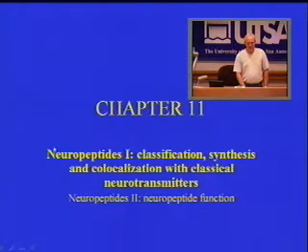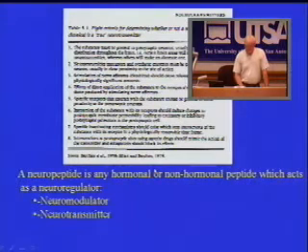So in chapter 11, we begin the discussion of neuropeptides 1: classification, synthesis, and co-localization with classical neurotransmitters. And then chapter 12 will be neuropeptides 2 in the next lecture.